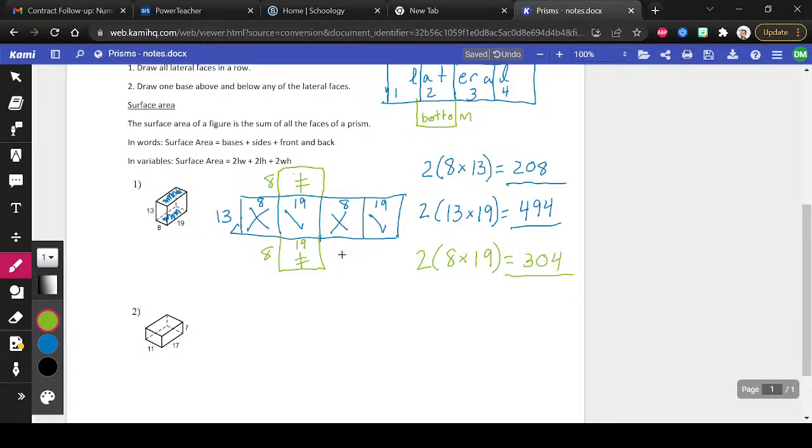Now we're not done. What we need to do to finish this problem is to add all the areas together. So we grab a calculator and we're going to go 208 plus 494 plus 304. So 208 plus 494 plus 304 gives us 1,006 square units.